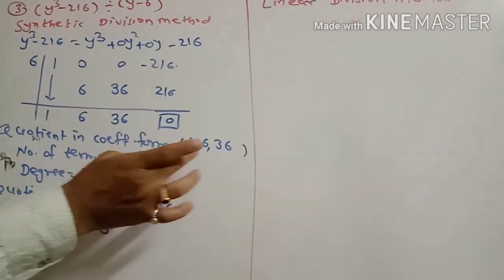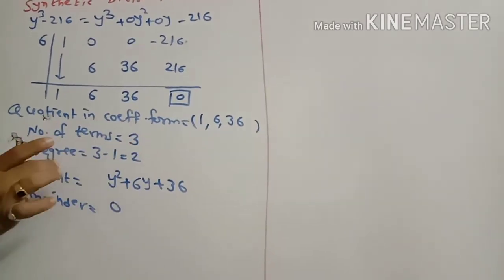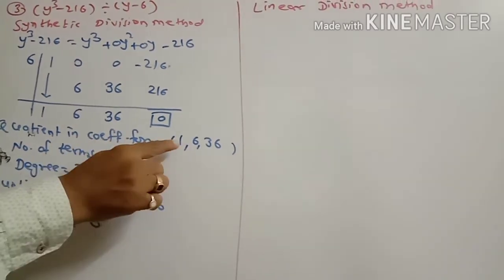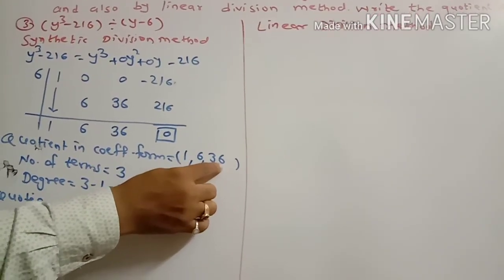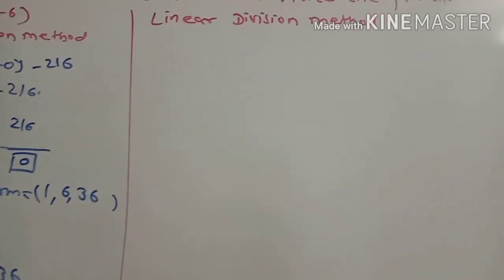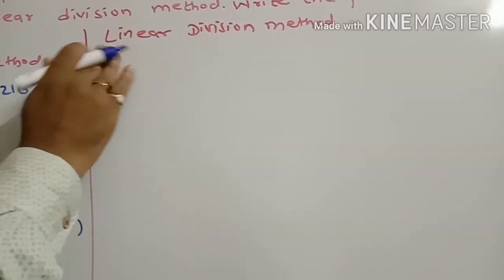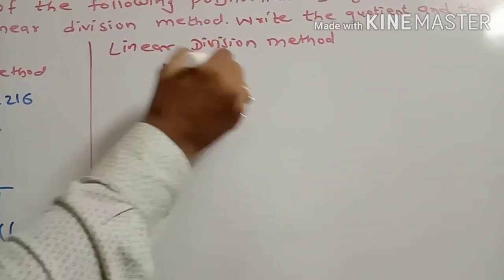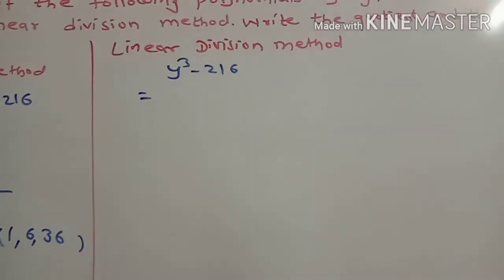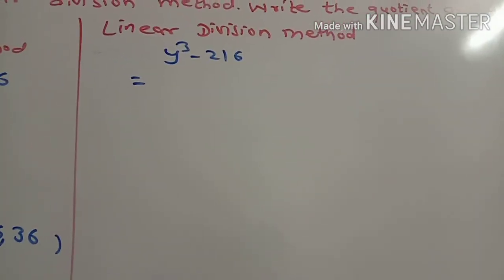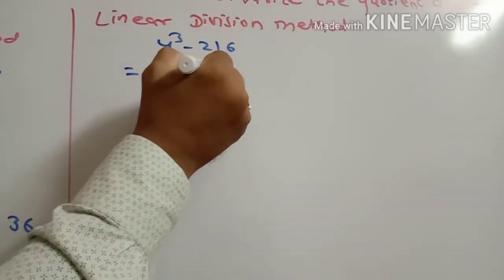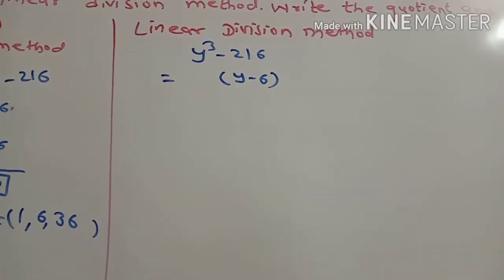The number of terms in coefficient form is 1, 2, 3, therefore 3. Degree is the number of terms minus 1, that is 2. Then the quotient in index form is 1y square plus 6y plus 36, and the remainder is 0. Now we solve this by the linear division method. Dividend is given, 2y cube minus 216. To solve this example by the linear division method, it is not mandatory to write it in coefficient form. Firstly I write the divisor, y minus 6.